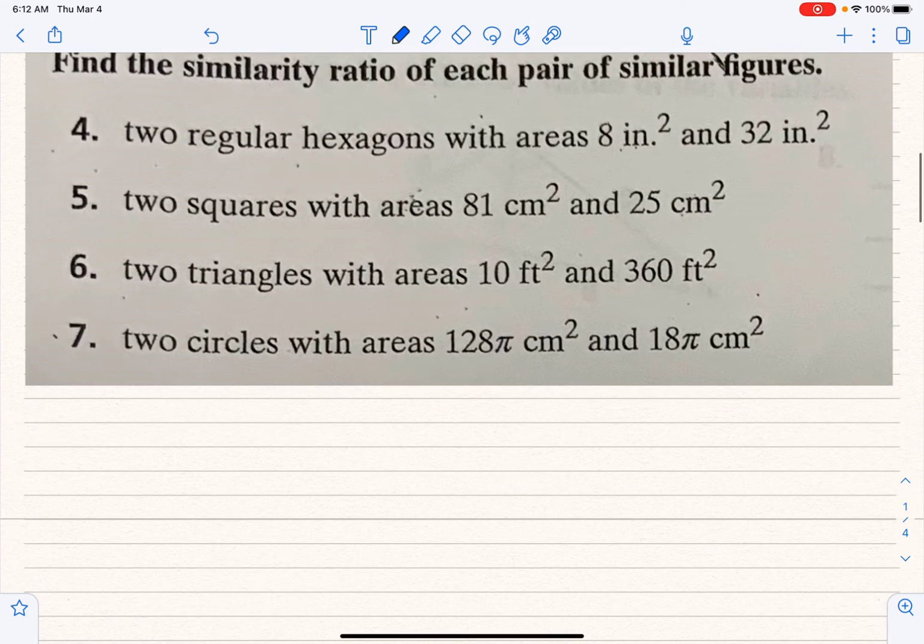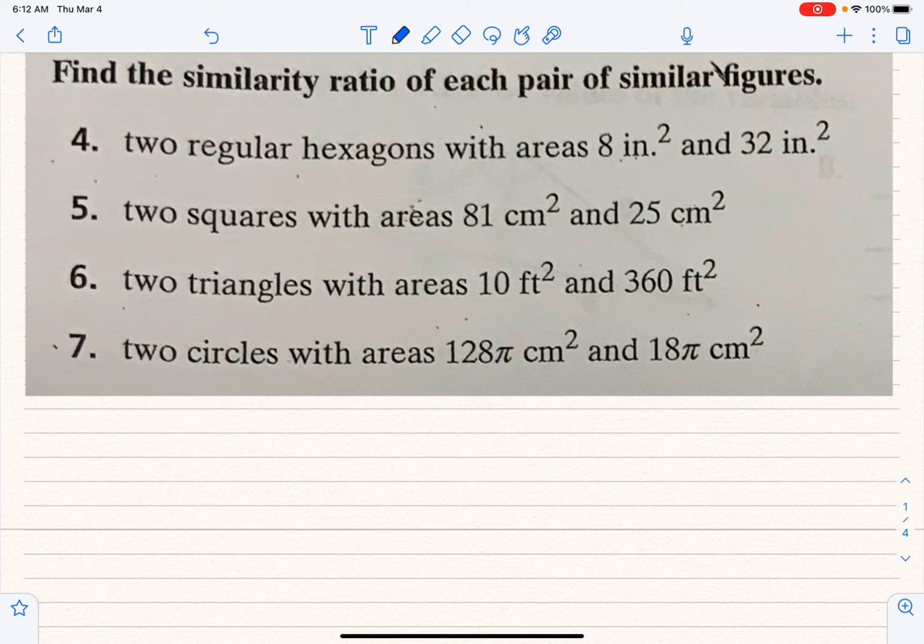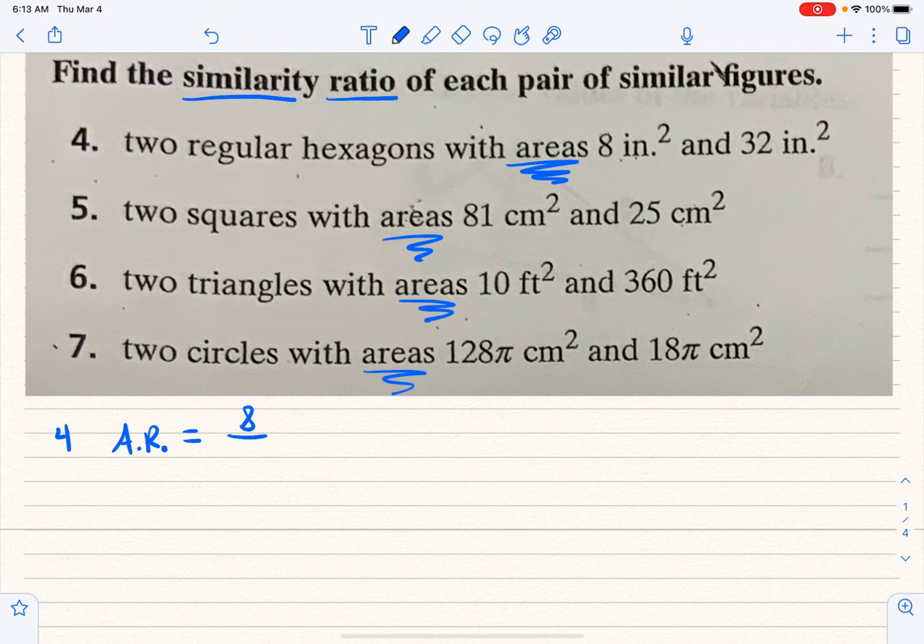Let's move on. For the next 4 problems, all of these ask for the similarity ratio, but they give you the areas. So please understand, we're moving backwards on this one. We're given the areas, and from the areas, we can get the area ratio, but then we've got to go back to get to the similarity ratio. So on number 4, I know that the area ratio, and again, I'm abbreviating that AR just in this video to save time, is 8 to 32.